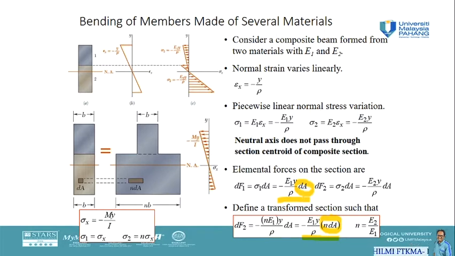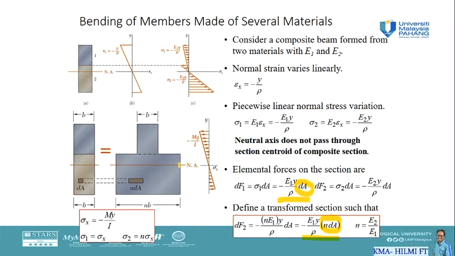And we should note that the widening, if n is larger than 1, the material downward can be transformed. It will be wider if the value of E2 is larger than E1, and the transformed cross section is going to be smaller if the n value, the ratio, is less than 1. And the widening itself must be in a direction parallel to the neutral axis of the section.